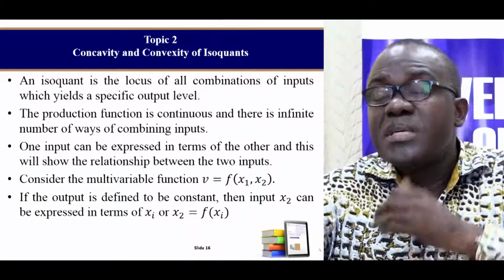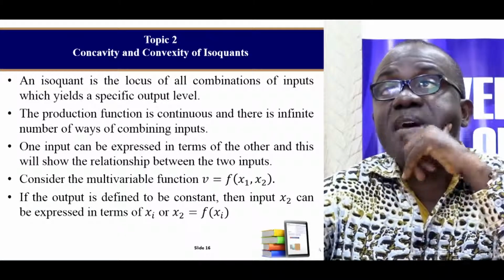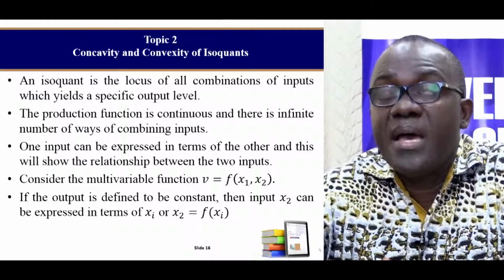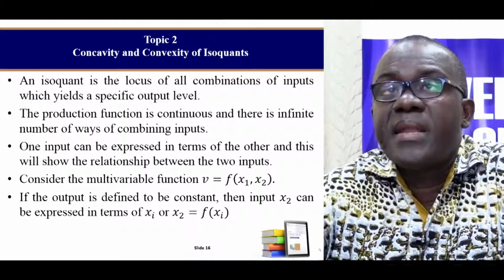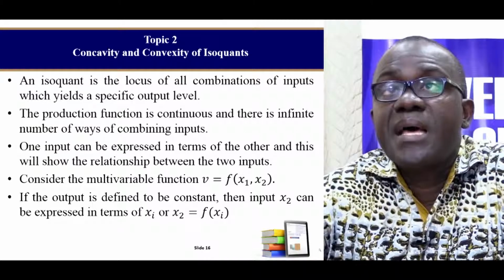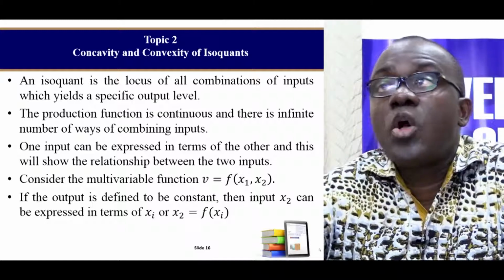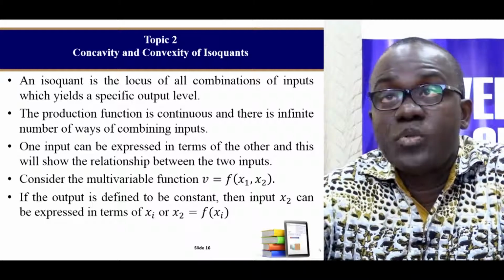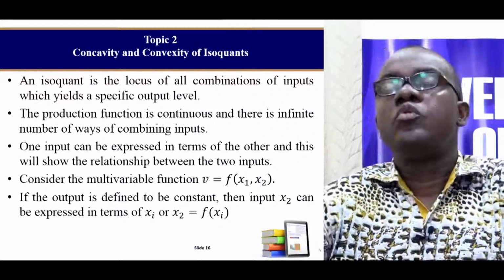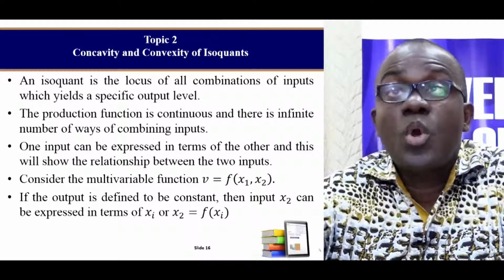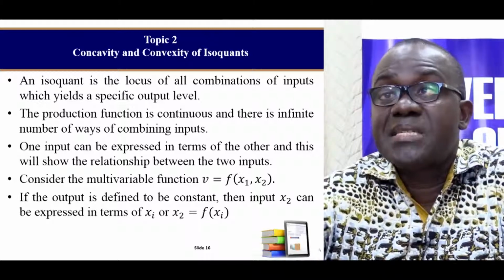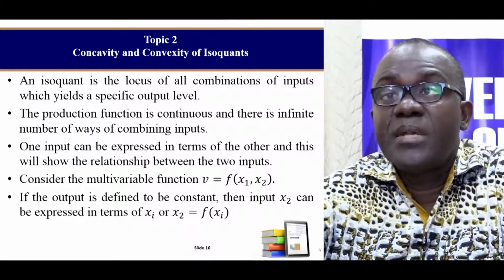Now, one important thing that we need to do is to investigate the concavity or the convexity of an isoquant. Recall that an isoquant is the locus of all combinations of inputs that yields a specific level of output. So what it means is that if you assume your output level to be constant, how would you value your inputs to be able to achieve that same output level that you want?